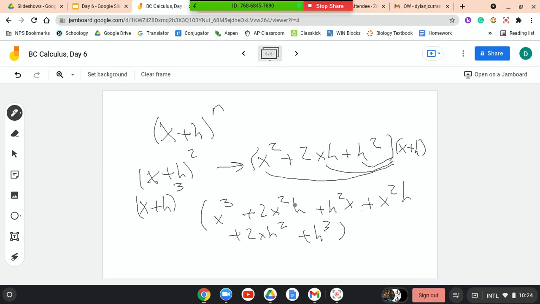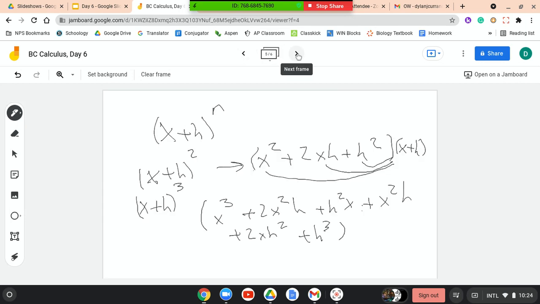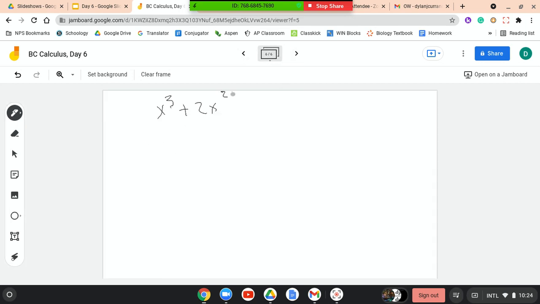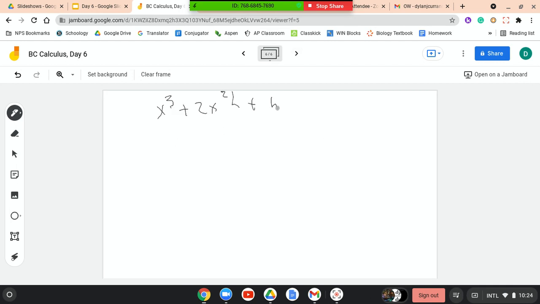Yeah. All right. I'll rewrite that on another slide. It's x cubed plus 2x squared h plus h squared x plus x squared h plus 2x h squared plus h to the third.